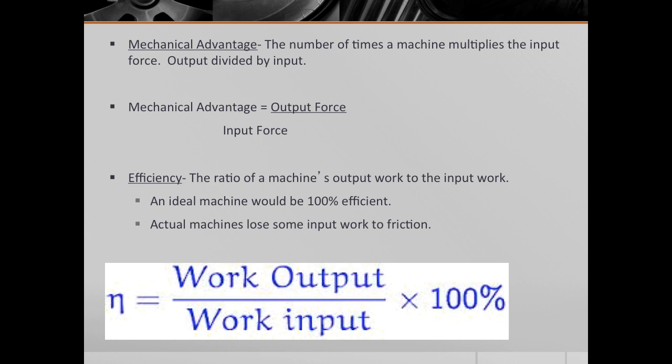Mechanical advantage is the number of times a machine multiplies the input force. The output force divided by the input force is how you calculate the mechanical advantage. Efficiency is the ratio of the machine's output work to the input work. An ideal machine would be 100% efficient. Actual machines, however, lose some input work due to friction. So the efficiency equation is work output divided by work input, multiplied by 100%, because efficiency is based on percentages.